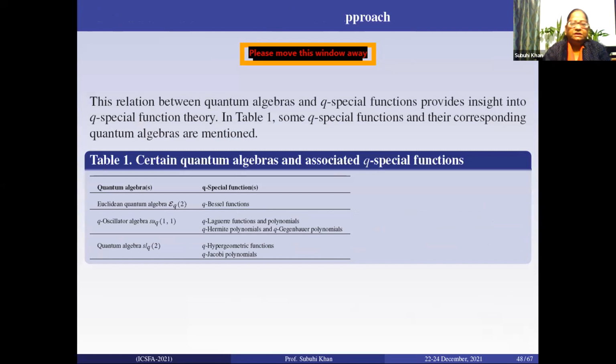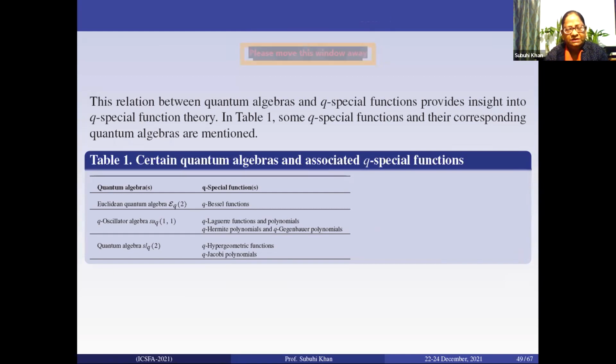So here I try to give you certain quantum algebras and associated Q special functions which are well known. The relationship between quantum algebras and Q special functions we have taken just to see how it can provide insight into Q special function theory. Like you can see, the Euclidean quantum algebra EQ2, which we are taking here, is going to be related to Q Bessel functions. Then the Q oscillator algebra SUQ11 may be related to Q Laguerre polynomials and Q Laguerre functions, Q Hermite polynomials and Q Gegenbauer polynomials.